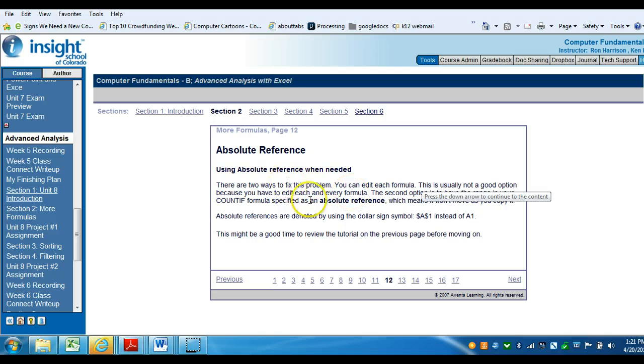But then many times you'll want to use what's called an absolute reference. And to make something an absolute reference, you would put a $ sign at the beginning of it. So you can see that as opposed to just this. And I'll show you a sample of that in a minute.